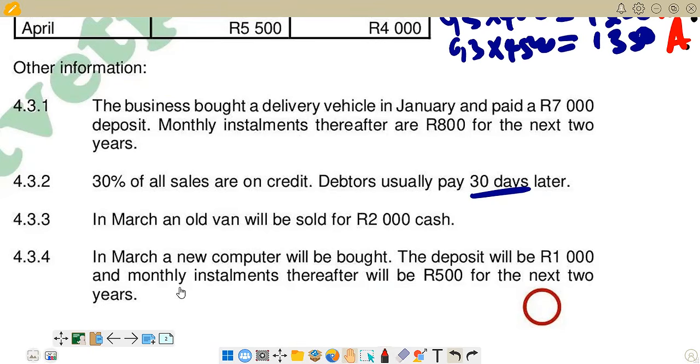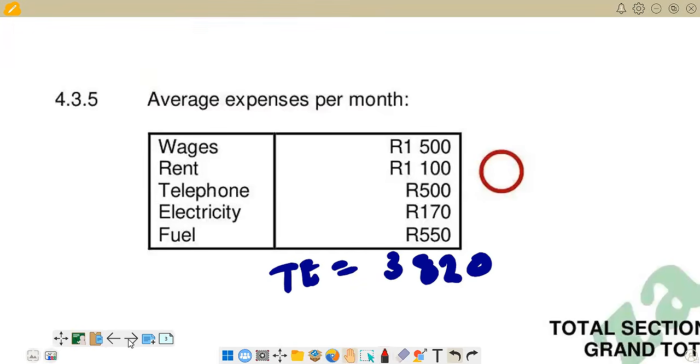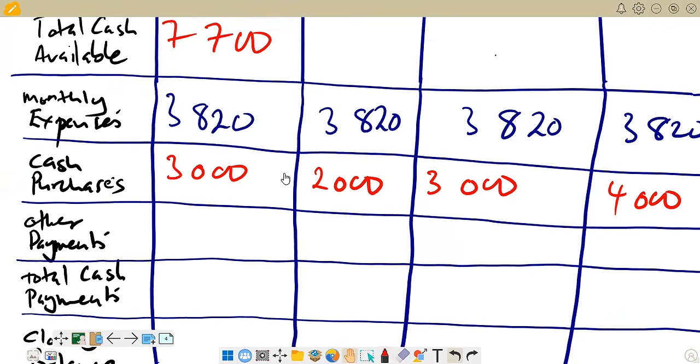So we go there and put those figures. We have 7,000 other payments there. That's where we are. In January, we have 7,000, but we have 800 in February and also 800 in March. Then we go again to check other instructions that we have there.